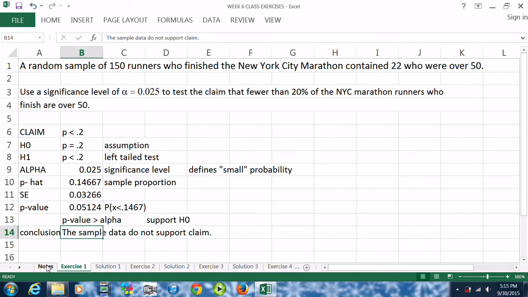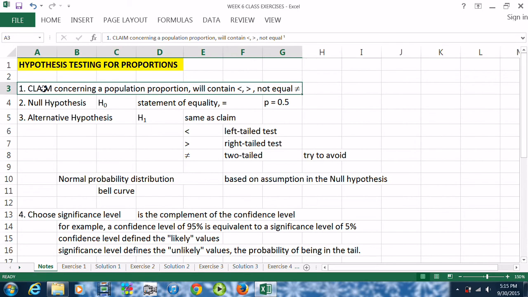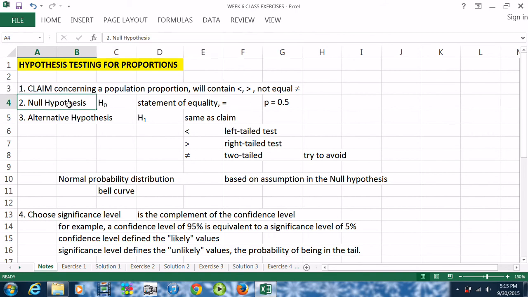So to recap the steps, you always start with a claim concerning the population proportion. It is best to use a directional inequality such as less than or greater than. You need a null hypothesis, H0, which is a statement of equality, always a statement of equality, and it's the assumption under which the test is conducted. You need an alternative hypothesis, H1, which, if you stated your claim as an inequality of less than or greater than, will be the same as the claim.